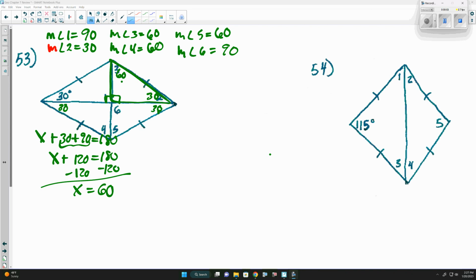All right, guys, so we're finishing the review sheet today. We finished up on problem 53 yesterday, is where we stopped. So are there any questions on problem number 54?